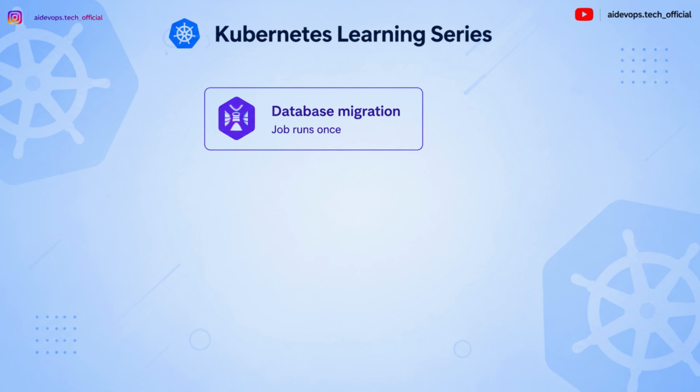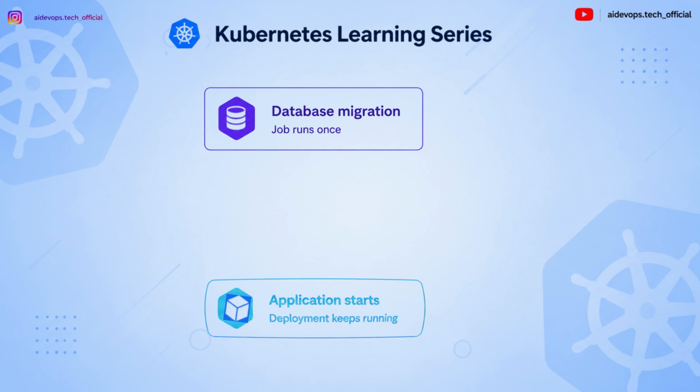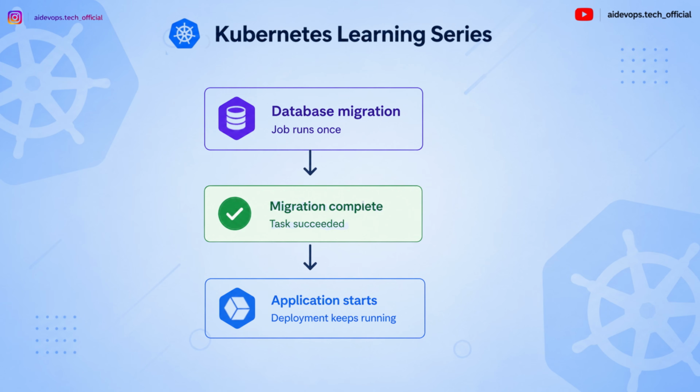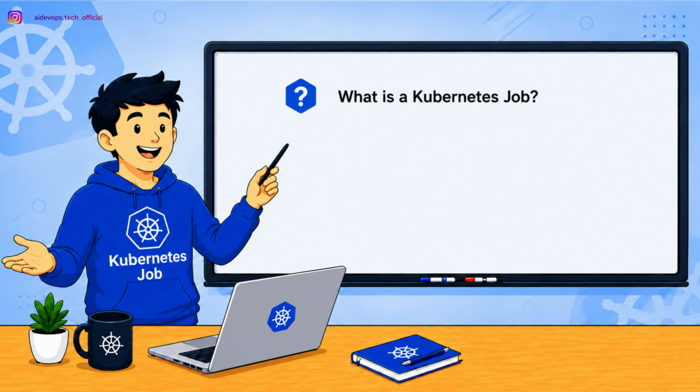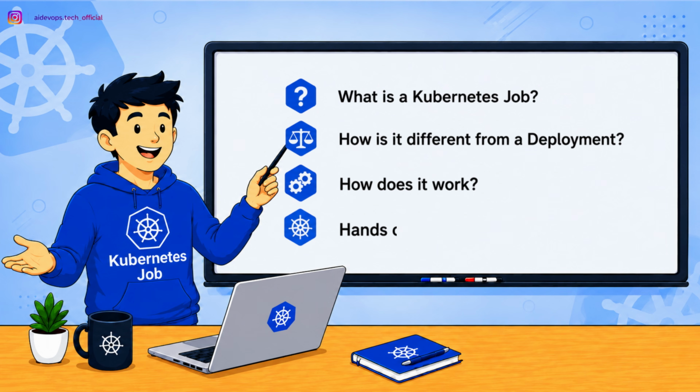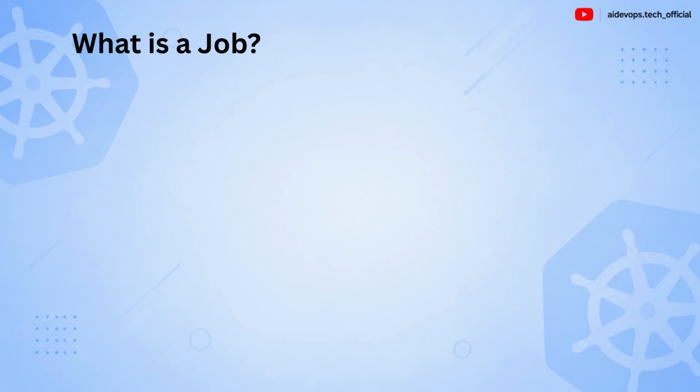So imagine you need to update your database before the application starts, and the task should run only once. And that's exactly what Kubernetes Job is for. So in this video, we will cover what is Kubernetes Job, how it is different from Deployment, how does it work, and we will also see some examples of the Kubernetes Job on a real Kubernetes cluster. So let's get started. So what is Kubernetes Job?